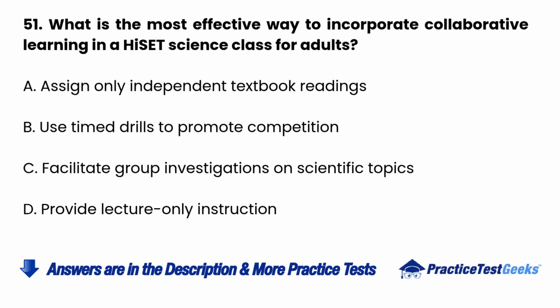51. What is the most effective way to incorporate collaborative learning in a HiSET science class for adults? A. Assign only independent textbook readings. B. Use timed drills to promote competition. C. Facilitate group investigations on scientific topics. D. Provide lecture-only instruction.